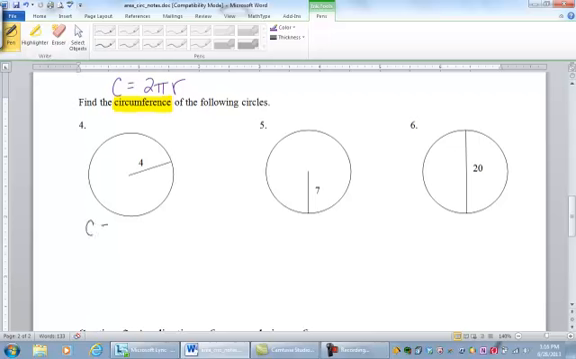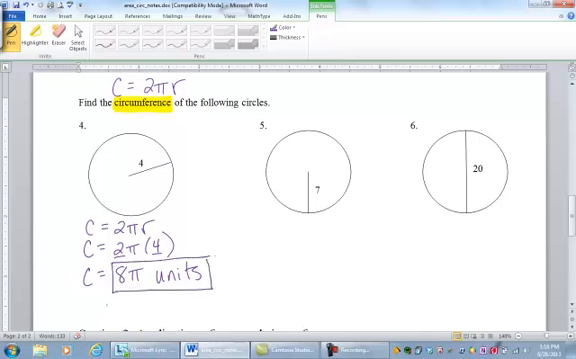Okay, so I'm going to start by writing my formula. And after I write my formula, I'm going to plug in my radius to make sure my work is very clear. And after we do that, we can multiply the 2 and the 4 and get 8 pi. And that's actually going to be our final answer. And this is just in units because the distance around a circle is just in units. It's not in units squared. So there's my exact answer. And then go to the calculator and do 8 times 3.14, that is 25.1 units.